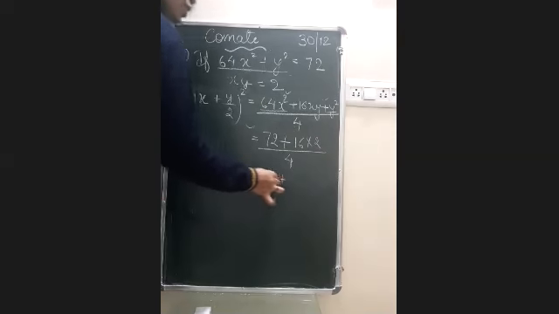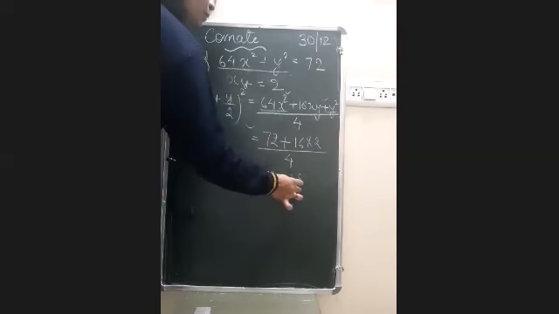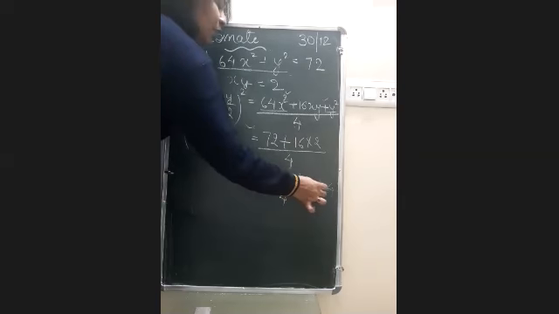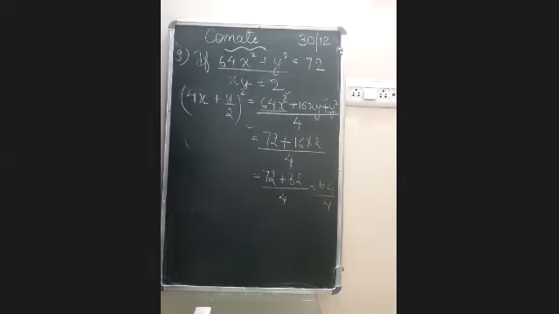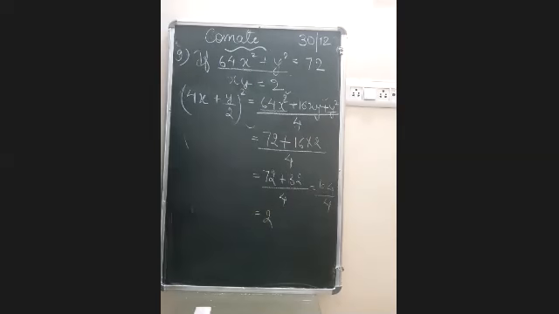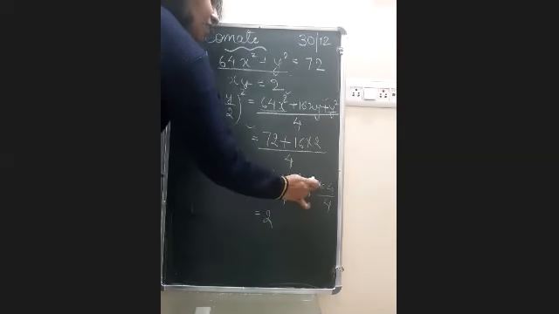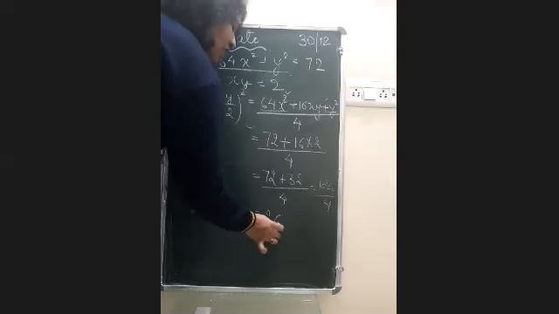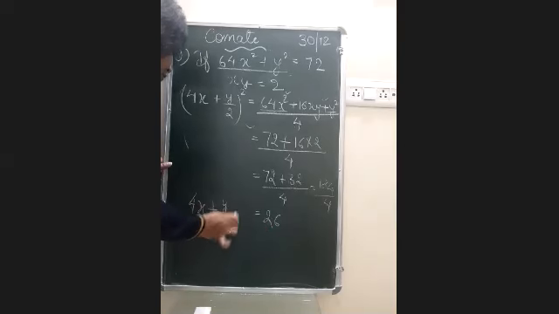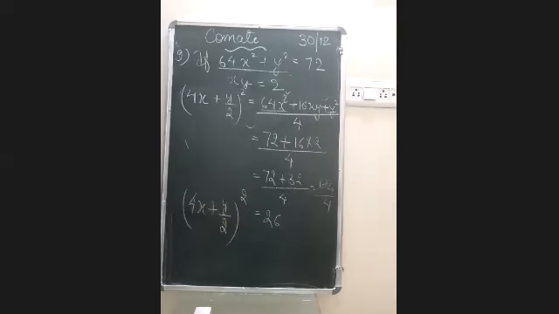72 remains 72 only, then plus 16 2s comes as 32 upon 4. Now when you solve it, 2 and 2 will give you 4, and 7 and 3 will give you 10. So 104 upon 4 will get cancelled, and after cancelling, 4 2s are 8, the remainder is 2, and 4 6s are 24. So now we have got the value of (4x plus y by 2) whole square as 26.